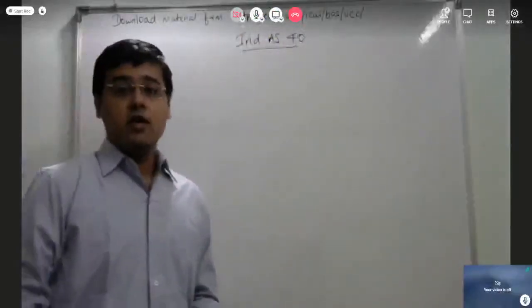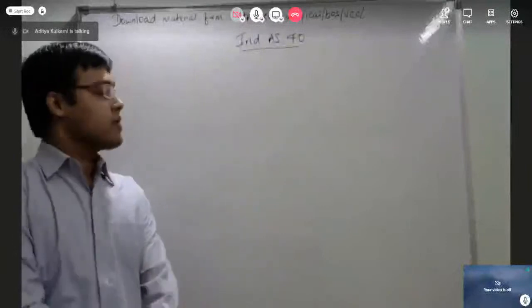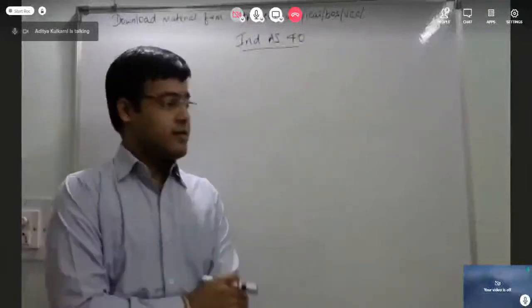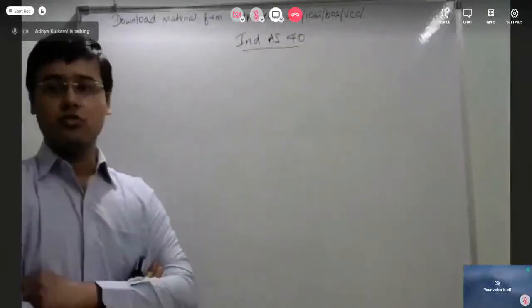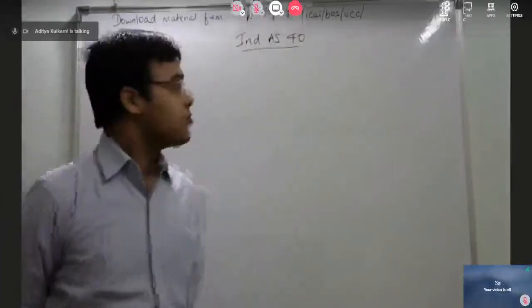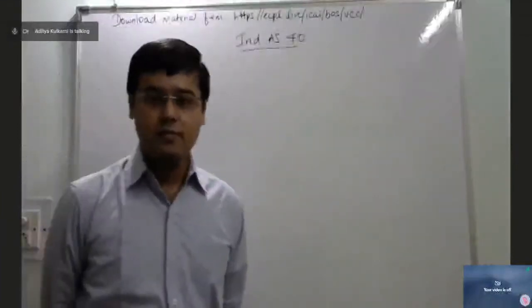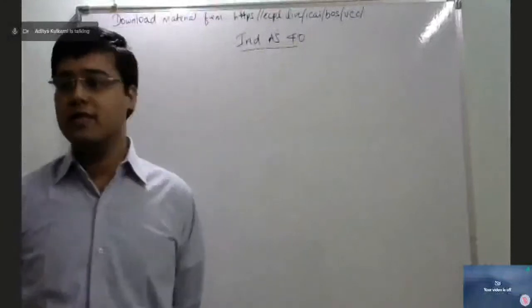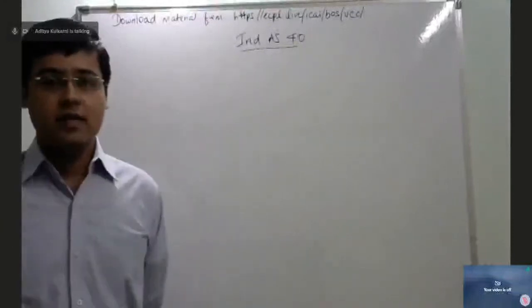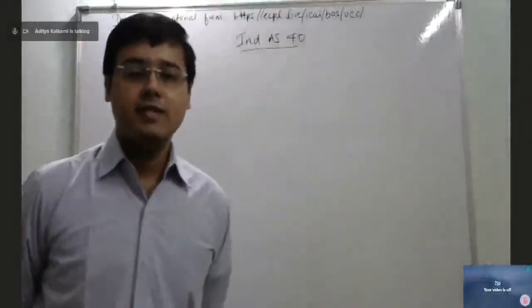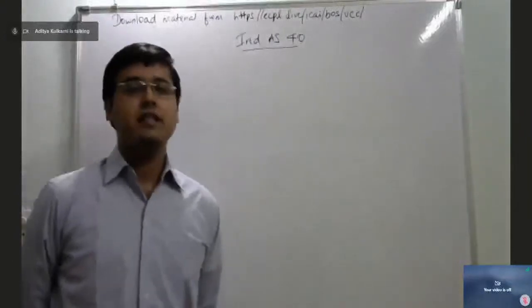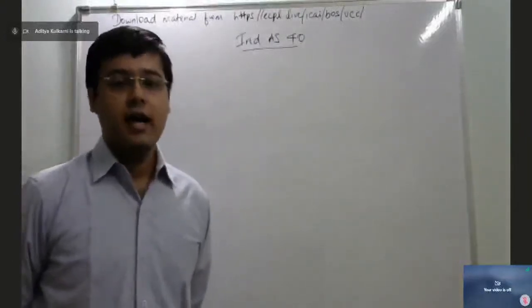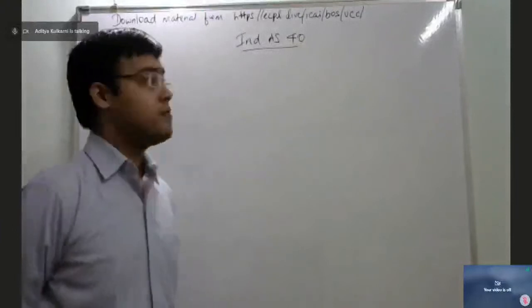Okay. Good morning, everyone. Today, long session, 6 hours. I will be taking you through two standards over today and tomorrow. The first one will be Ind AS 40, which deals with investment property. And the second one will be Ind AS 105, that deals with non-current assets held for sale and discontinued operations.